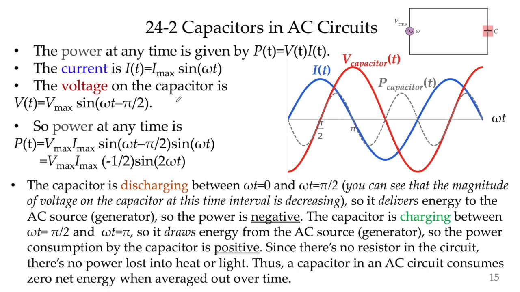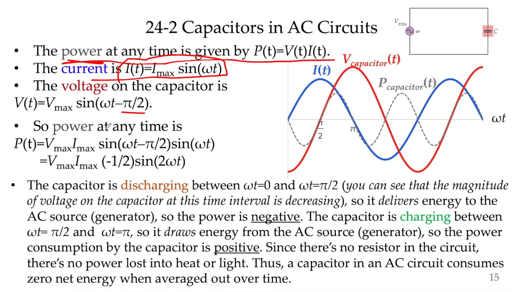Okay, so let's talk about power. Power at any time is given by voltage times current. We learned this when we did circuits, if you remember. This is really general. The formula is not specific to this chapter. It's voltage times current. The current is, as always, I max times sine omega t. Now the voltage in capacitor circuits has a 90 degree lag, so it's going to be this.